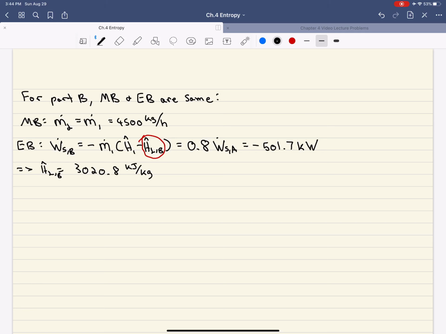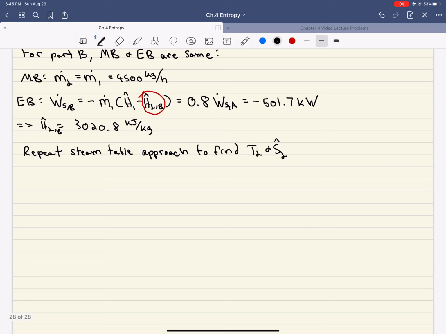Okay? And so now that we have the enthalpy, in order to figure out the temperature, and eventually we're going to need to figure out the entropy of the outlet stream for part B, what we could do is take the same steam table approach that we used in part A, except this time we're going to start with the enthalpy rather than the entropy. And so we're going to repeat our steam table approach to find T2 and S2 hat. Okay? And so H2 is about 3,000 here.